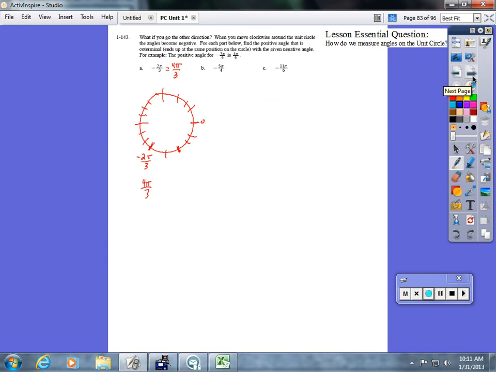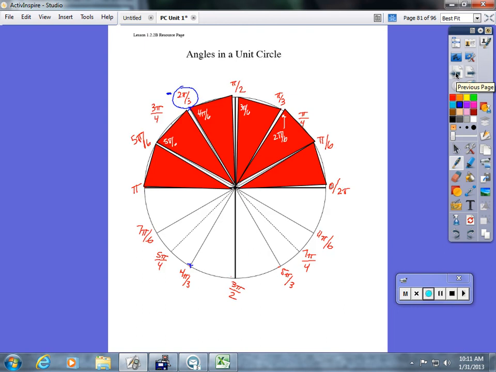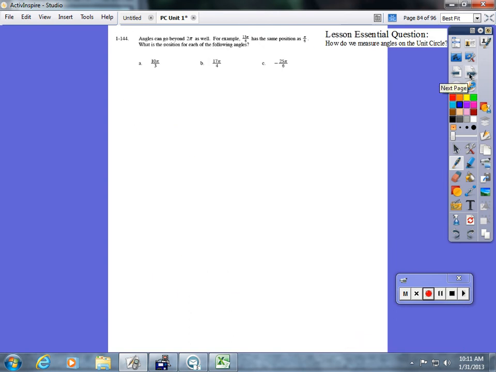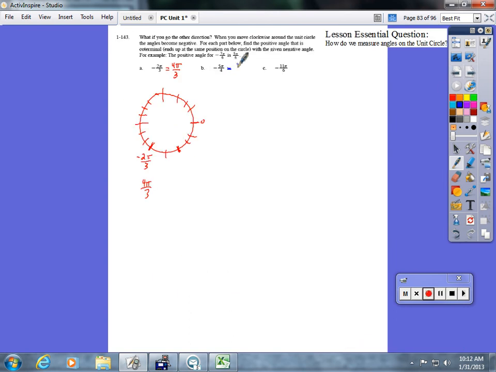Negative 5 pi over 4, I would do the same thing. I would start at regular 5 pi over 4, which would be here. A negative reflects it about the x-axis, which flips you to here. So negative 5 pi over 4 is congruent to 3 pi over 4. And last, we have negative 11 pi over 6. Start at positive 11 pi over 6, right here. If I reflect that about the x-axis, I end up at just pi over 6.